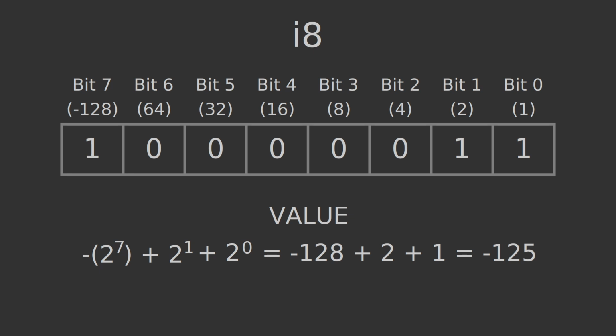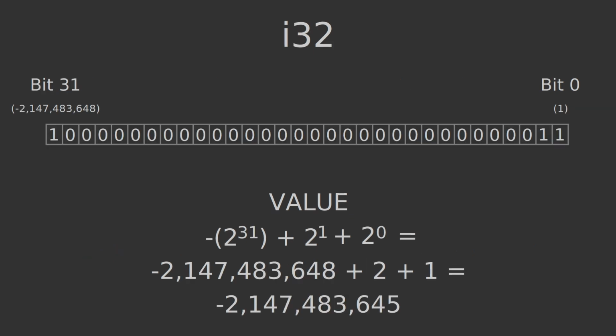In the example shown, the value of the I8 is calculated to be minus 125. The full range of an I8 is minus 128 to plus 127. Rust also has larger unsigned and signed integer types, and the most commonly used of these is the I32. The I32, or signed 32-bit integer, is Rust's default integer type, and is 32 bits or 4 bytes in size.